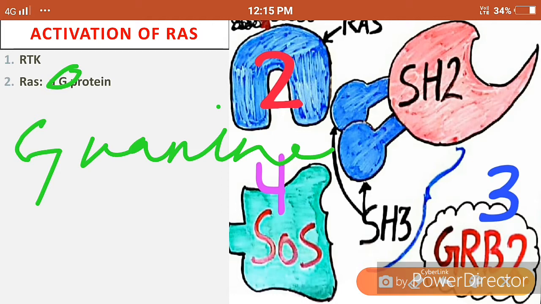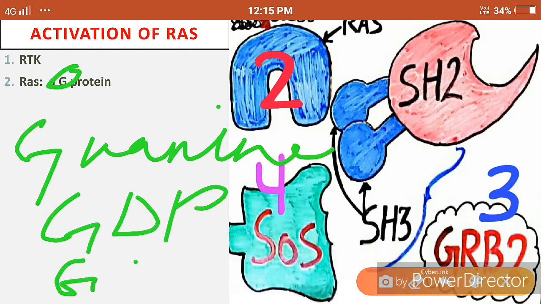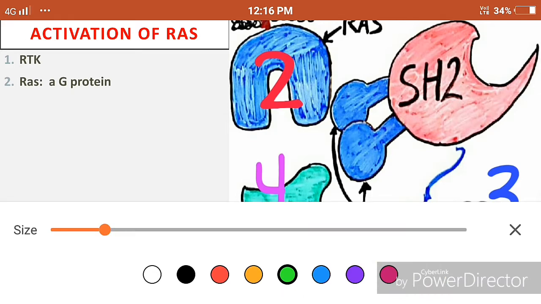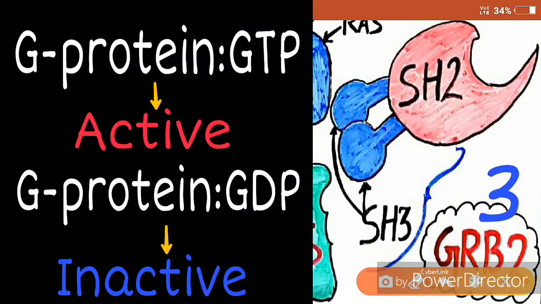Now these G proteins have a tendency to bind both GDP as well as GTP. The binding of the GDP or the GTP is going to decide whether the G protein would be active or inactive. So if GDP is bound to RAS protein, this would be inactive, and if GTP is bound, this would be active.